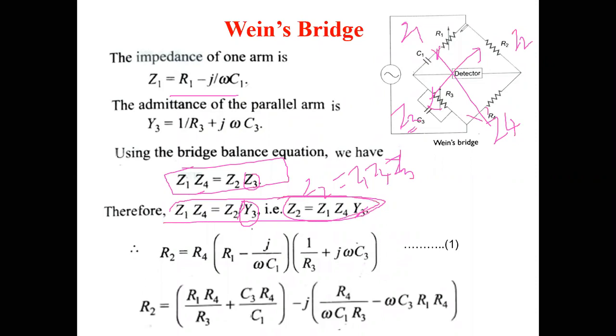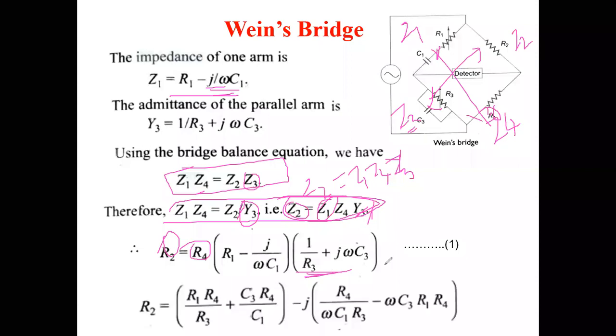In this equation, substitute the related parameters. Here the related parameters are Z2 is equal to R2, Z4 is equal to R4, and in place of Z1, which is nothing but R1 minus j by omega C1, and in the case of Y3, it is nothing but 1 by R3 plus j omega C3.